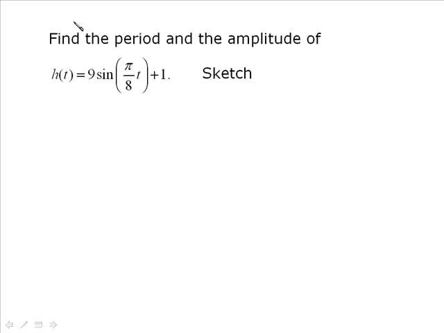Slightly more complicated one. Find the period and amplitude of h at t is equal to 9 sine of pi over 8 t plus 1, and then sketch it. Now the amplitude is equal to the absolute value of a, so that means the a value is going to be equal to 9.